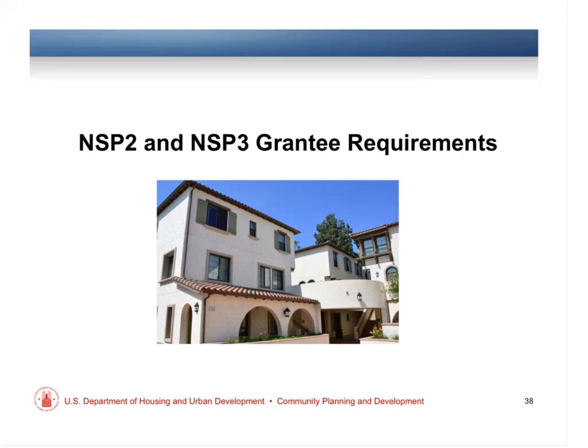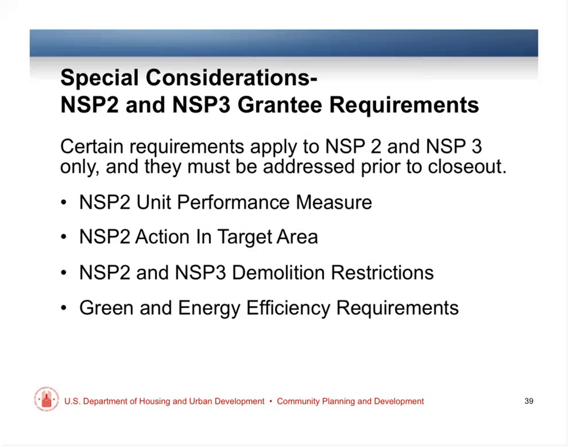Specifically, some of the things we want to point out, as many of you who are NSP2 and NSP3 grantees know, particularly in NSP2, there was a unit performance measure. When you applied for funding, you told HUD how many units of acquisition, rehab, new construction, whatever it was, you gave them numbers that were considered as part of your application. You told HUD what your target areas were, and the requirement was that you be working in those target areas. And of course, as we all know, there are restrictions on the amount of money to be spent on NSP2 and 3, and both of those grants also included green and energy efficiency requirements.